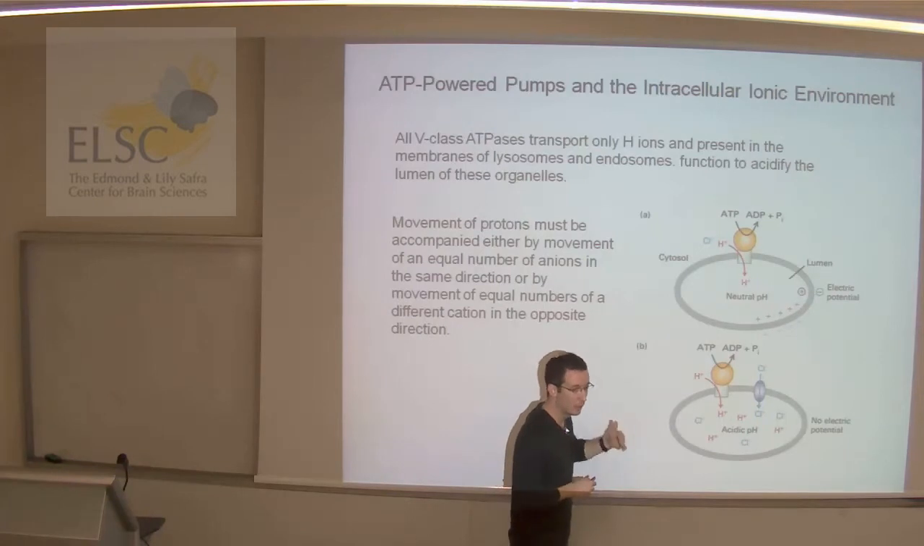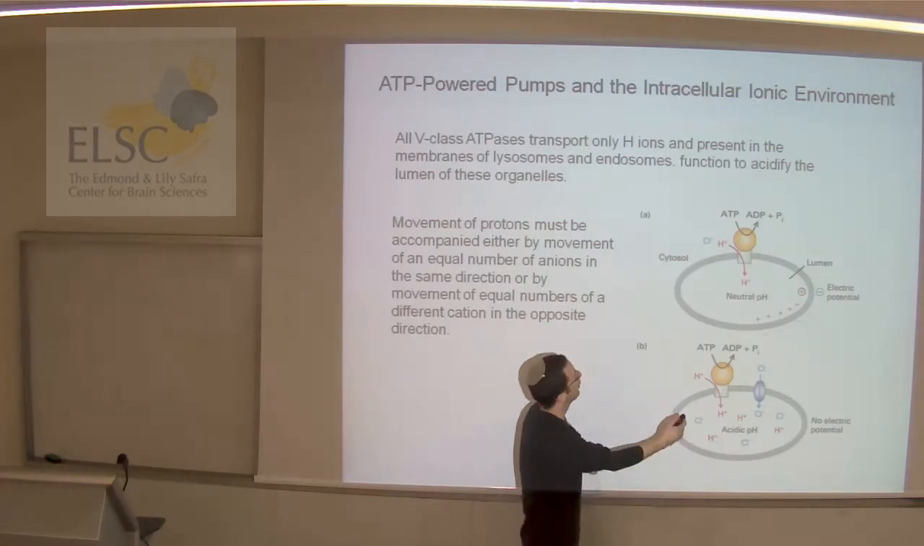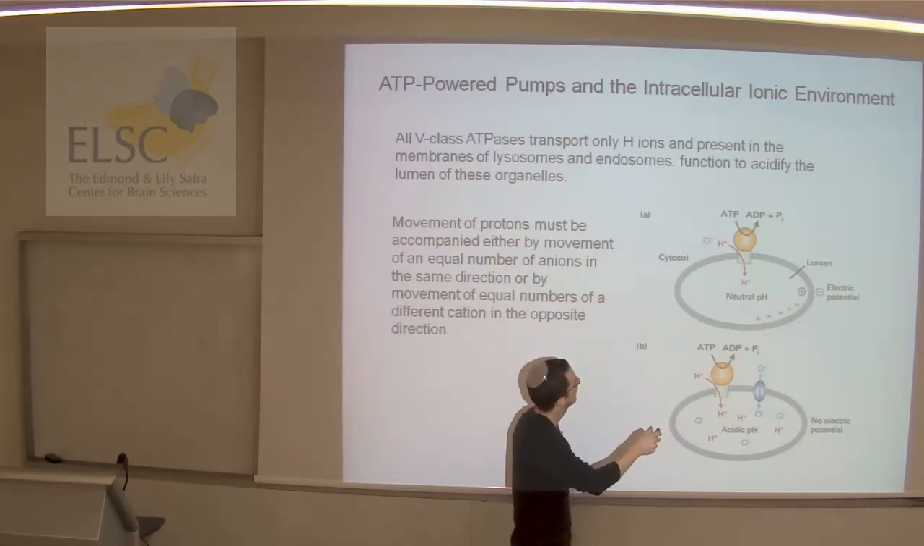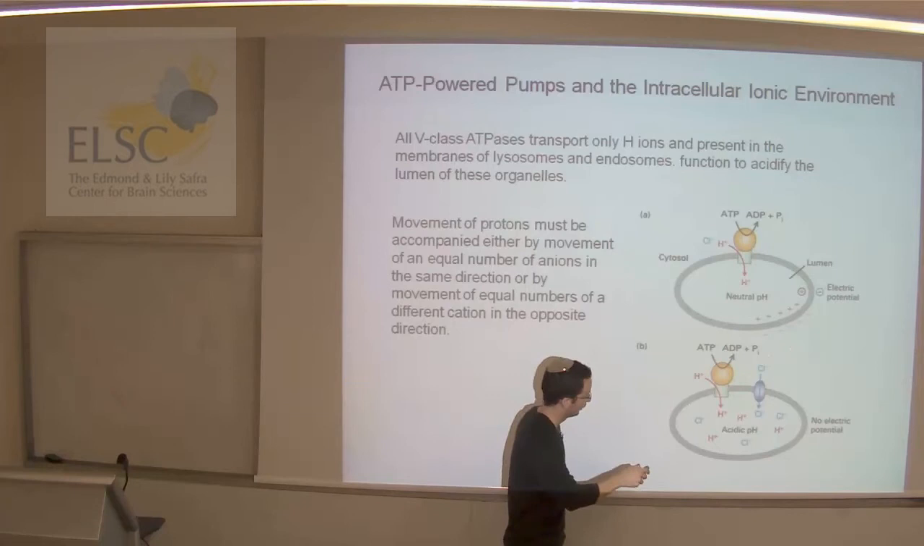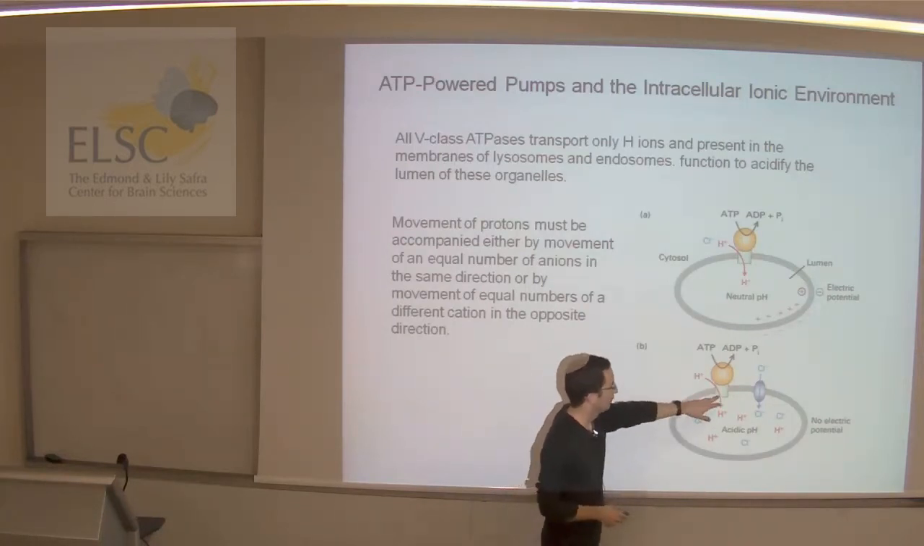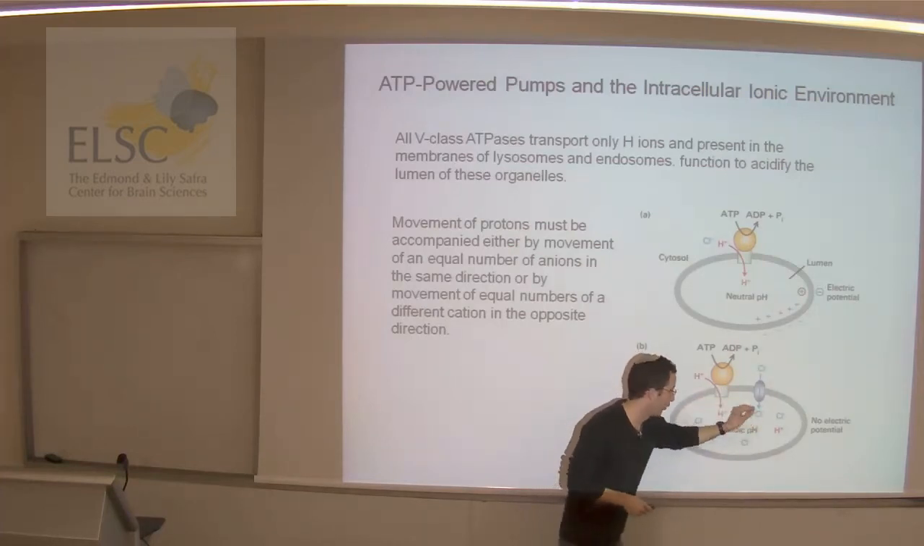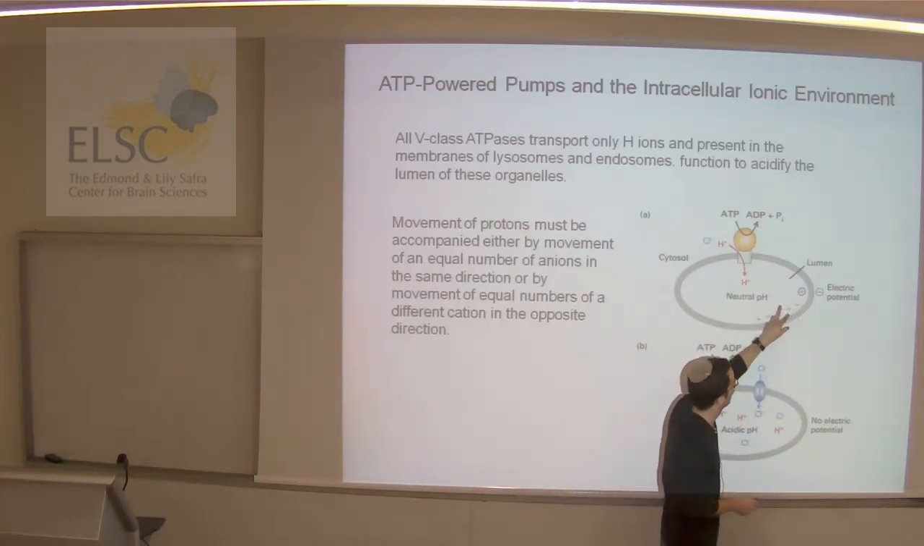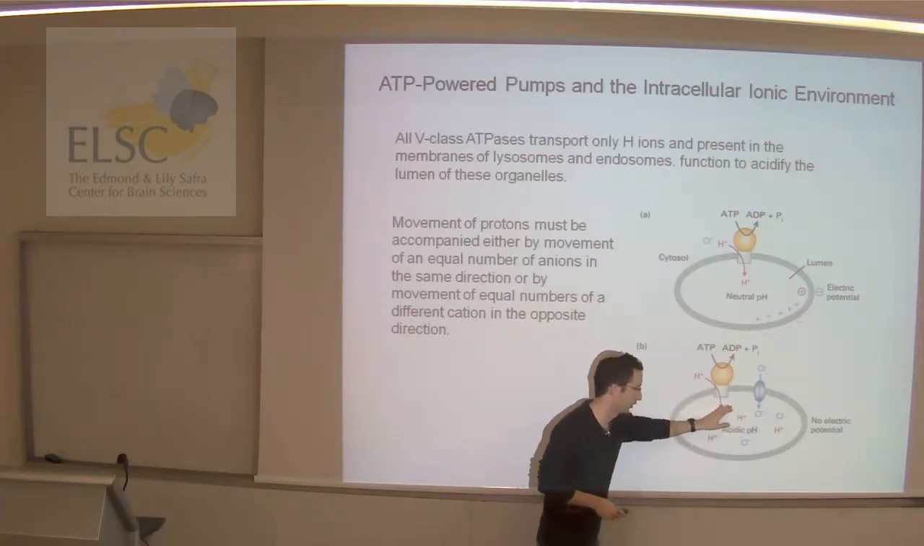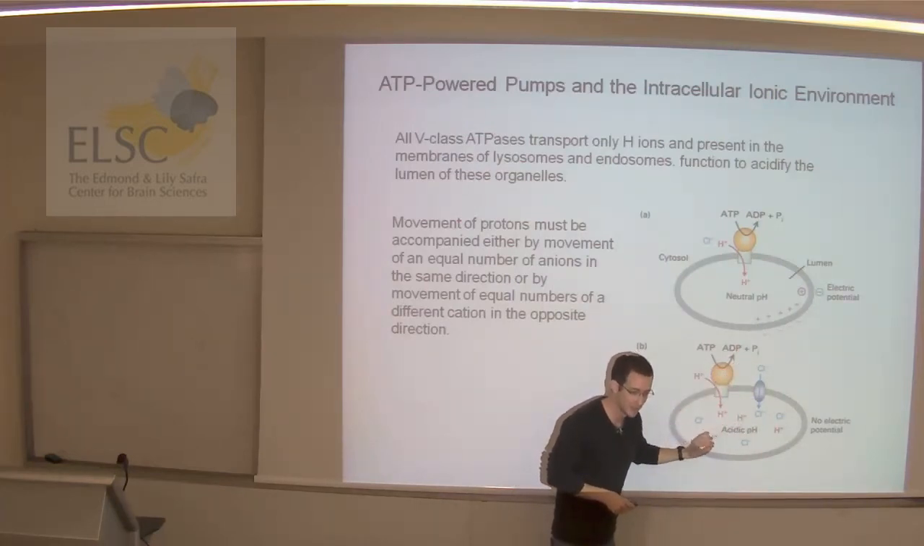It has to be coupled together either with movement of a positively charged ion towards the outside of the endosome, or with a negatively charged molecule to the inside of the endosome, which is what we see here. So it's enough to open a chloride channel to neutralize this electric potential, and to allow sufficient buildup of protons inside the endosomes.